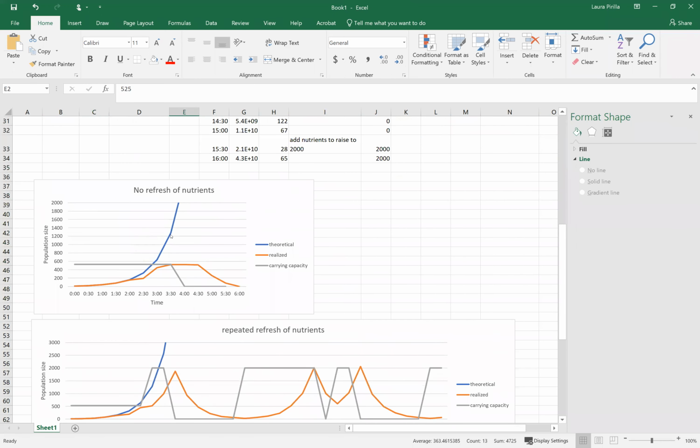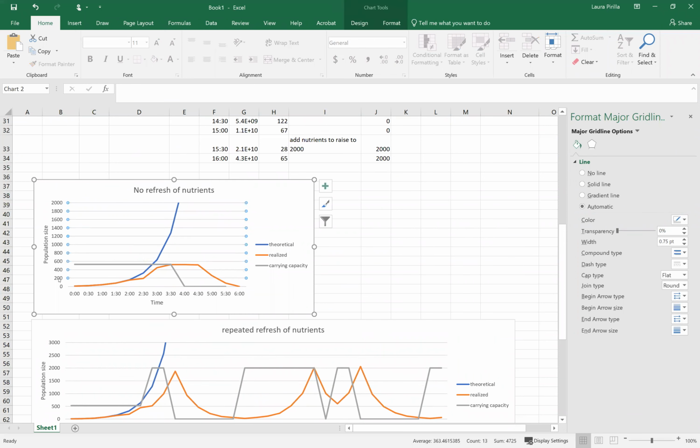So here's an example of what a graph of this would look like. We have our population size over here, we have time over here, and this blue line represents our theoretical growth. The theoretical growth is doubling every half an hour, and this gray line is carrying capacity. And as you can see, it starts out around 525 and then sharply goes down to zero and then stays at zero. Now, when you're over carrying capacity, your population is going to crash until it reaches carrying capacity, which will become zero in this case.